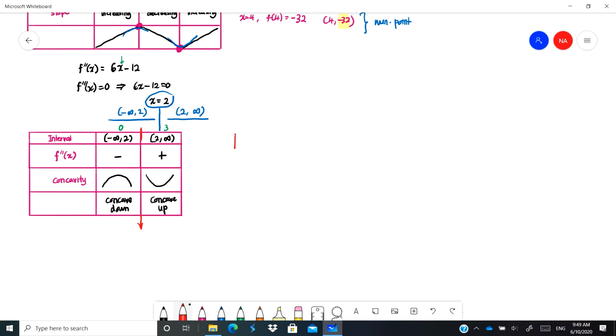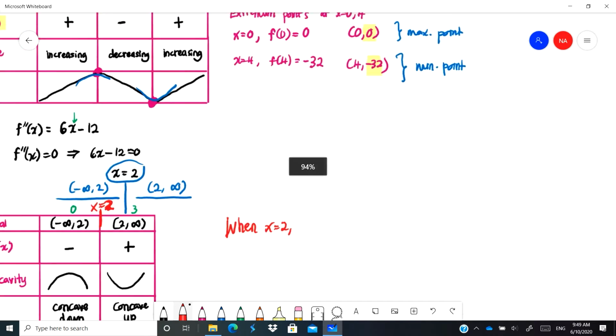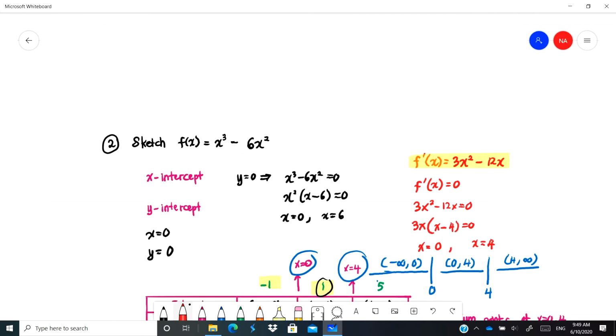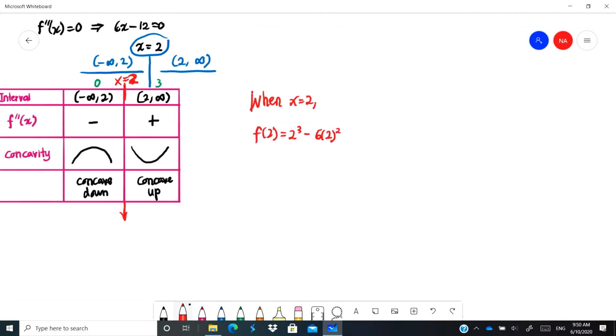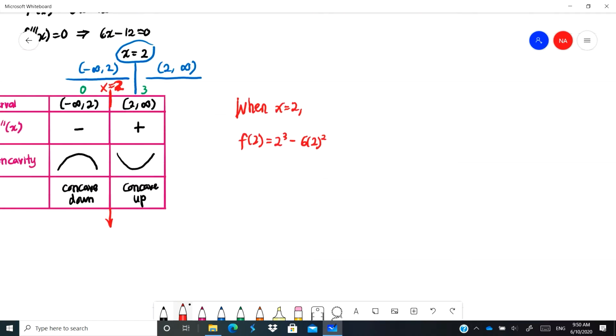At this point, x is equal to 2. When x is equal to 2, we have to substitute the value into the initial function, where the initial function is given by x cubed minus 6x squared. So f of 2 is equal to 2 to the power of 3 minus 6 times 2 to the power of 2, if I'm not mistaken. I'll have 8 minus 6 multiplied by 4, and I'll get negative 16. So the point (2, negative 16) is the inflection point.